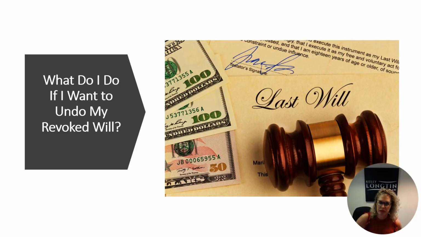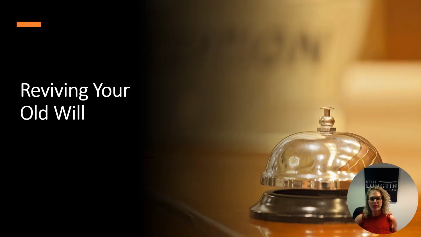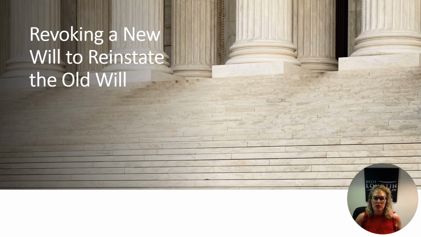today. Now, depending on your state law, you may have a few options when attempting to make a previously revoked will legally valid again. It involves either revoking the new will that revoked the old one, expressing your intent to revive the old will, or re-executing the original will that you have revoked. So let's talk about revoking a new will to reinstate the old one.